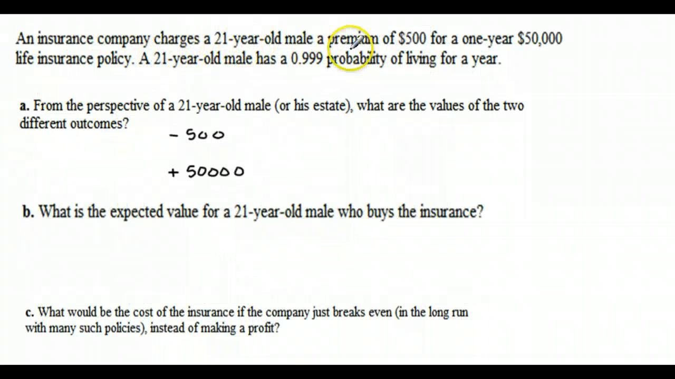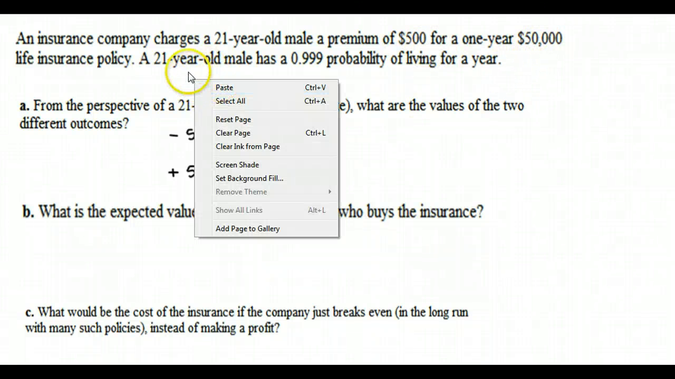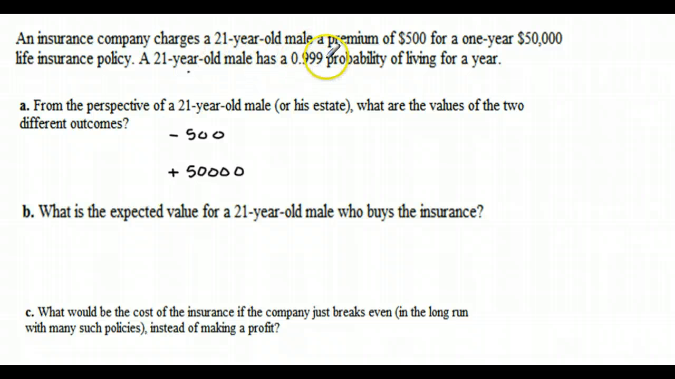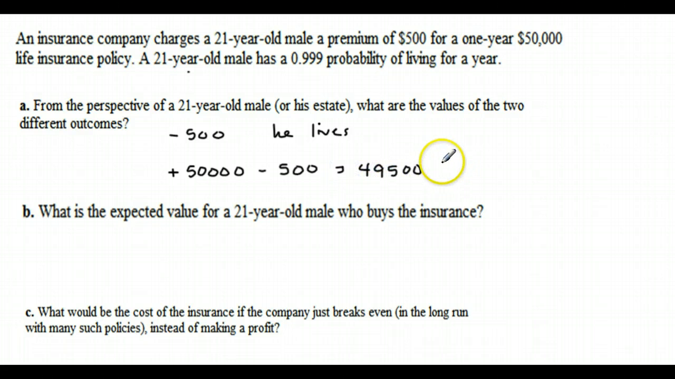Insurance company is going to charge this 21-year-old male a premium of $500 for a year of $50,000 coverage. So because a 21-year-old male has a virtual certainty of living, they want to know, from the perspective of the 21-year-old male, what are the two values of the different outcomes? Well, he can lose $500 if he lives, or he can gain the $50,000 minus the $500, because no matter what, if he lives or dies, he's going to have to pay that $500 premium. So that would be $49,500 if he dies.